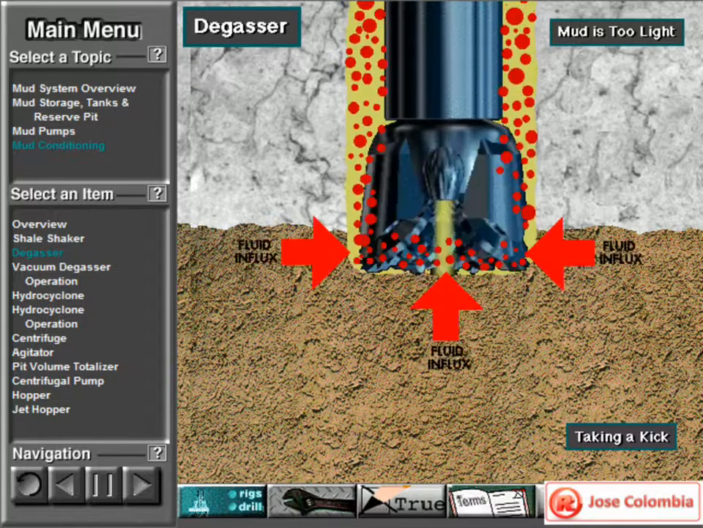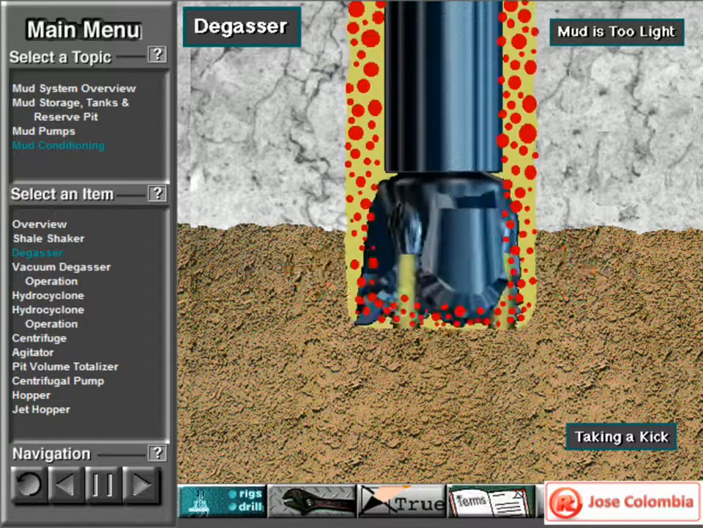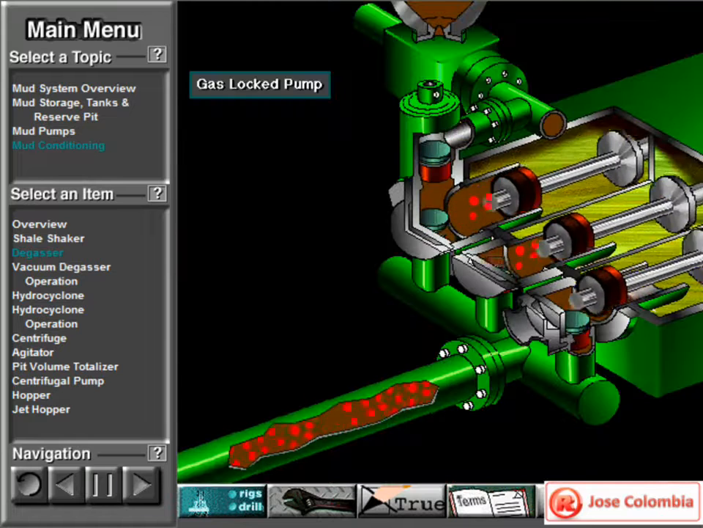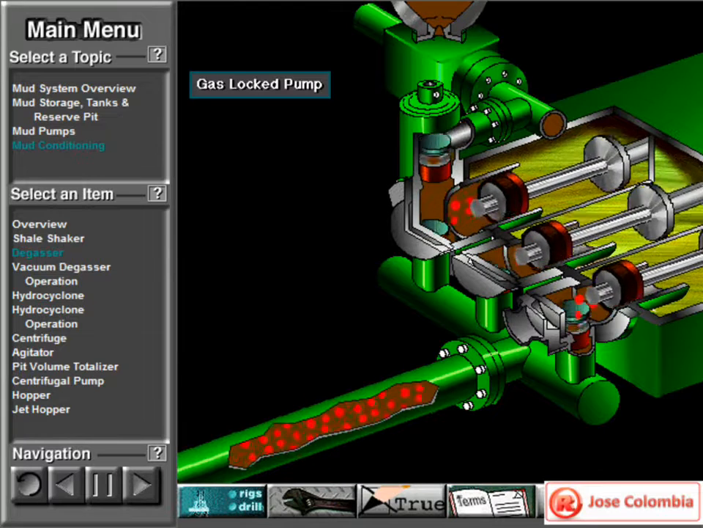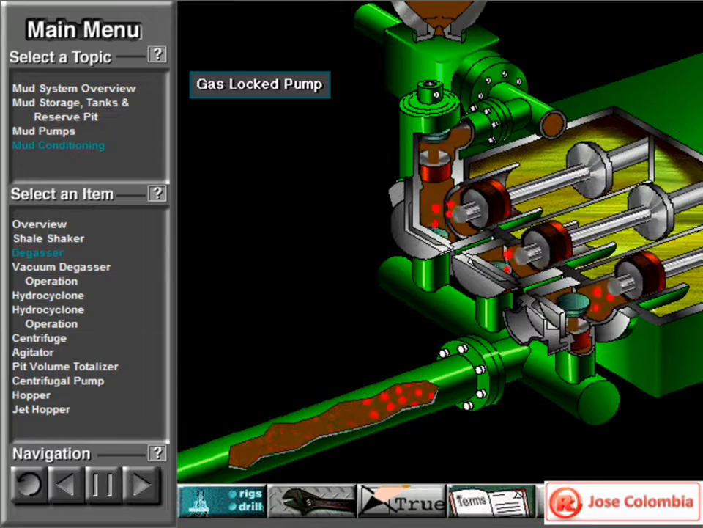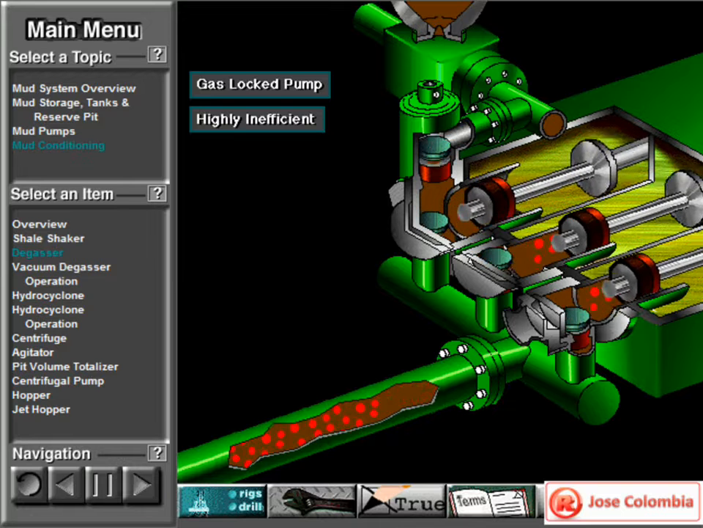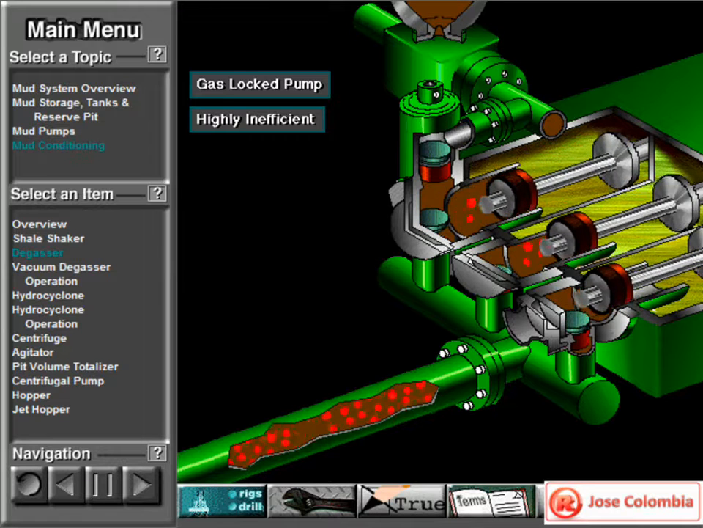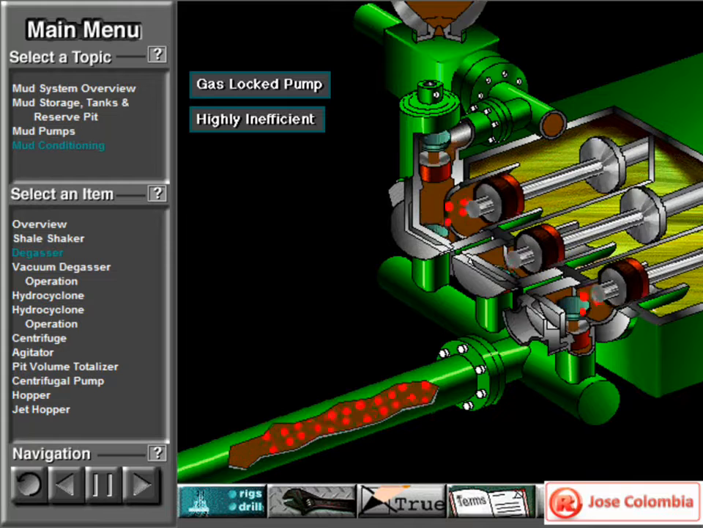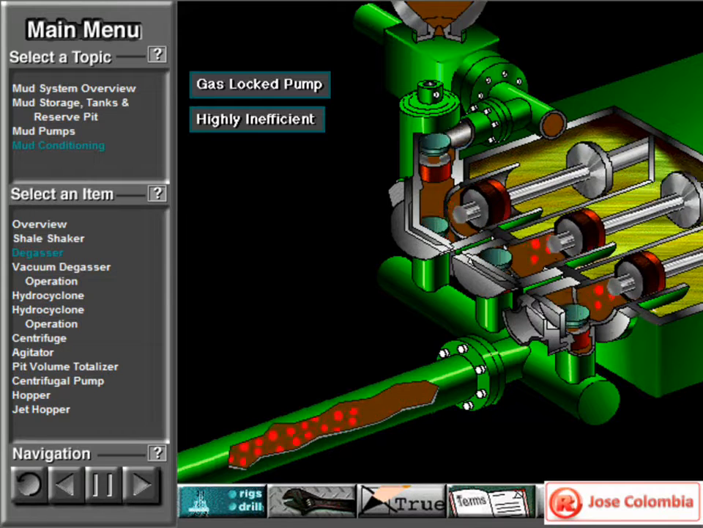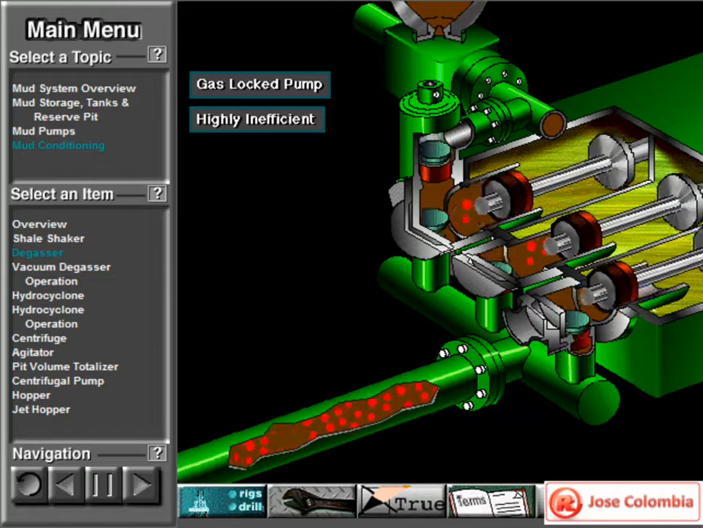Formation fluids can enter the wellbore and have to be controlled to prevent a blowout. Another problem: if the driller recirculates gas-cut mud, the gas could cause the mud pumps to gas lock. Gas-locked pumps pump gas and mud instead of just mud, which is highly inefficient. So, to remove gas, crew members use a degasser.